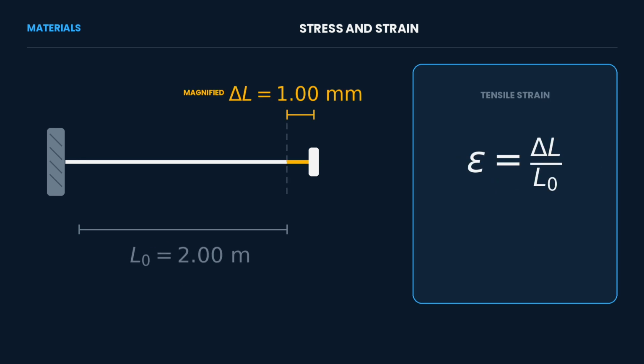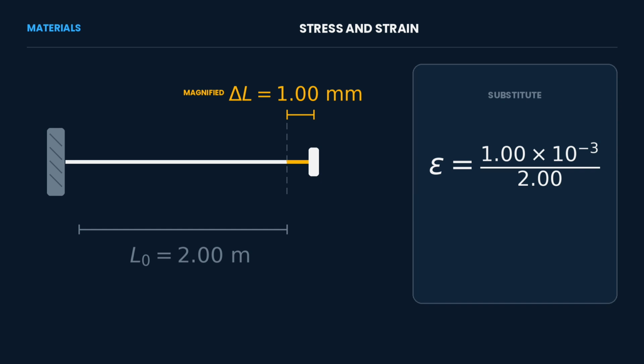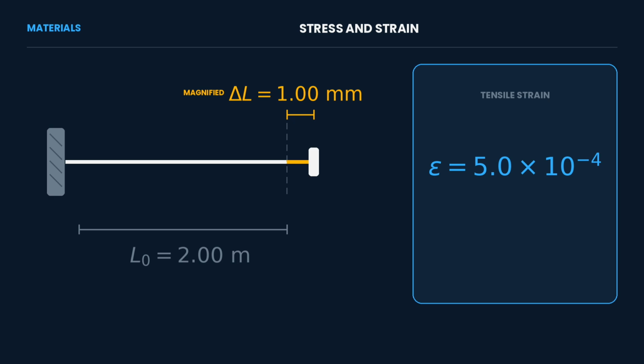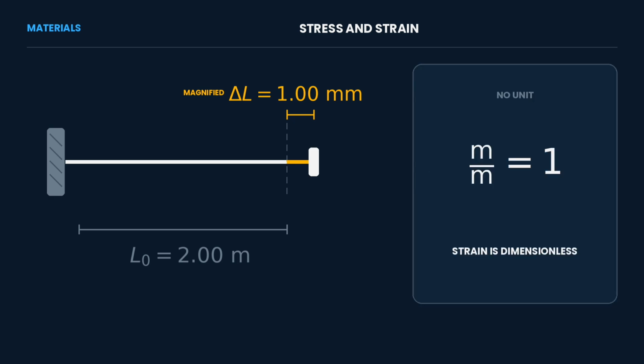Tensile strain is extension divided by original length, the fractional change in length. If this wire extends by 1.00 millimetres, its strain is 0.001 divided by 2.00, giving 5.0 × 10⁻⁴. Strain doesn't have a unit because it is one length divided by another length, so the metres cancel.